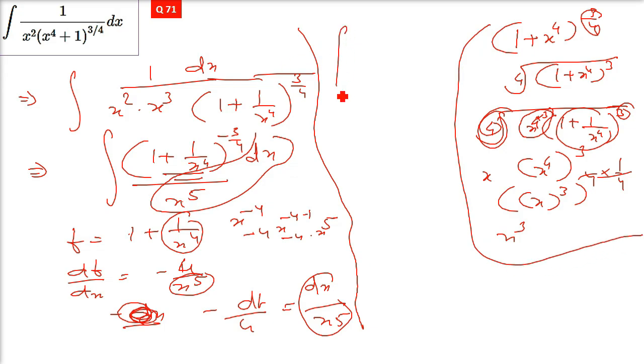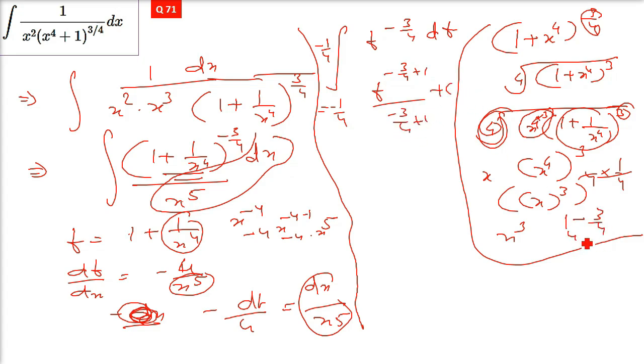So let's integrate now. 1 plus 1 by x to the power 4 was taken as t, so it will be t raised negative 3/4 dx by x to the power 5 is negative dt by 4. Negative 1/4 I have taken out, dt remains there. Now it's just x to the power n integration. It will be t raised negative 3/4 plus 1 divided by negative 3/4 plus 1.